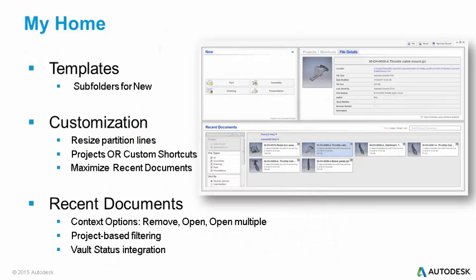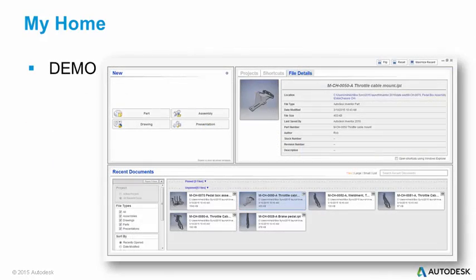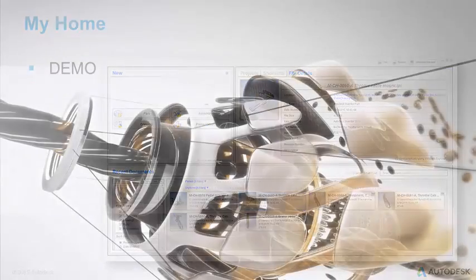Let's start by taking a look at the My Home screen that comes up by default when you initially launch Inventor 2016. There are several areas of enhancement on this home screen: the management and location of templates and access of those templates. We have the ability to do customization in the way that the screen is laid out, and the recent documents has a significant list of enhancements, including open, project-based filtering, and vault status integration as well. Let's take a closer look at some of the enhancements in action.